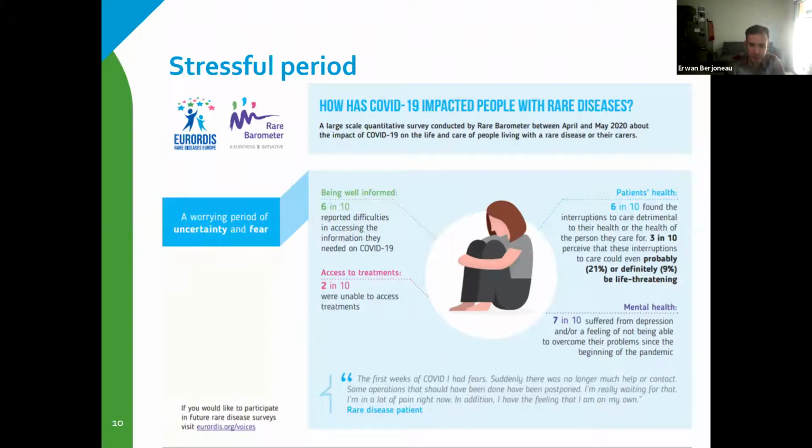Some operations that should have been done have been postponed. I'm really waiting for that. I'm in a lot of pain right now. In addition, I have the feeling that I am on my own." So this one particularly supports the idea that interruption of care had an effect on patients' health. We see here that this patient is in pain, and that it has an effect on mental health, given they feel that they have to deal with it on their own.